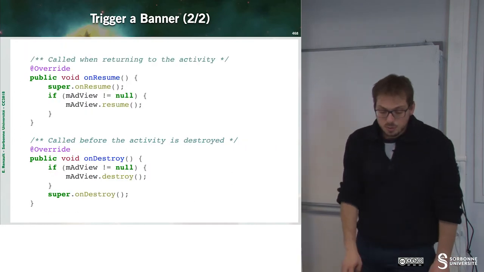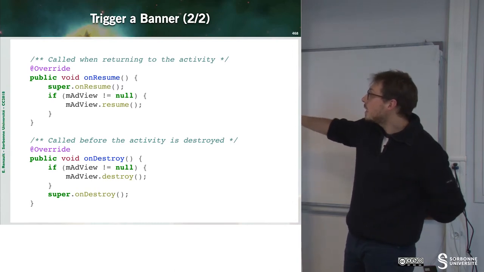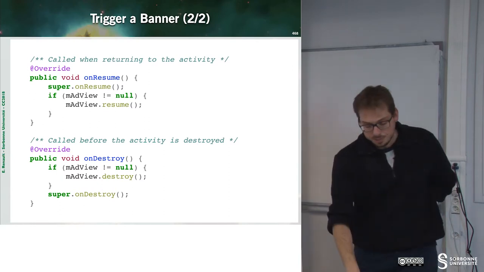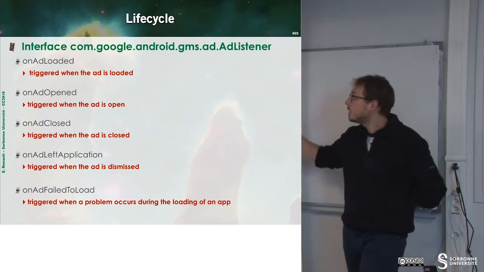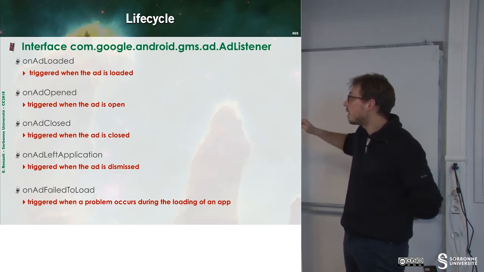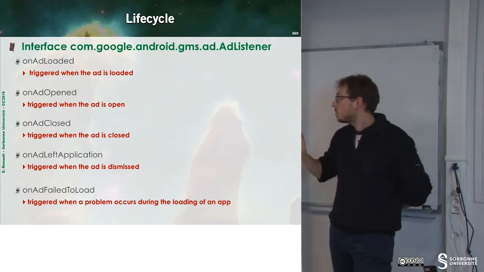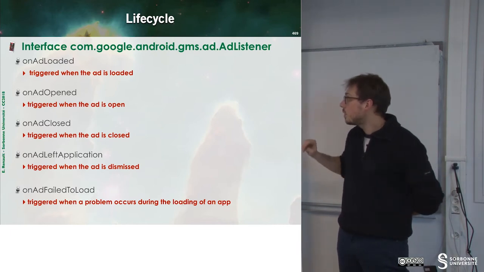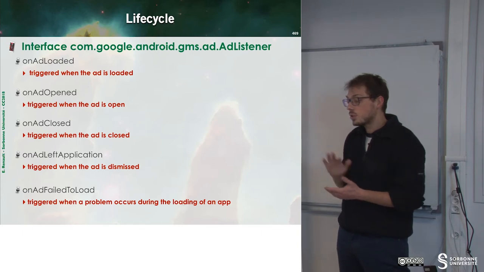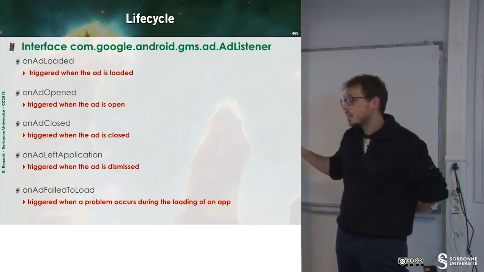Okay? So if you want to have a lifecycle-friendly ad, you have to resume the ad during onResume and destroy it during onDestroy. And the life cycle of an ad is quite simple. The ad is first loaded, then opened, then closed, and so on. So you just have to follow these steps in order to be able to track the life cycle of your application. Two things you have to know. The first one is you have a notification when the ad leaves the screen, and you have a notification when the ad failed to load. Okay, so you can do something to handle that.